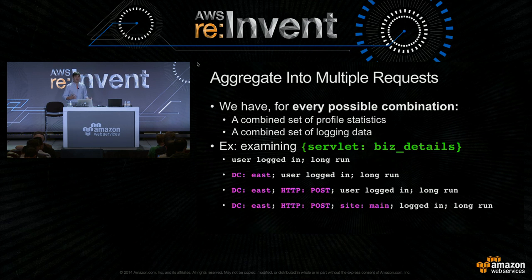So now here's what I'm going to tell you. We have, for every possible combination, a combined set of profile statistics and a combined set of logging data. For example, if you were debugging the biz details servlet, which on Yelp is when you actually see the photo of the business and the hours and the recommended reviews and all of that, it's one of our big important pages, as you might expect. So biz details slowed down for some users, and we start out thinking, long running is bad, of course, and a lot of times there's extra stuff that's added to the page when the user is logged in. So as a shot in the dark, let's turn those two on.